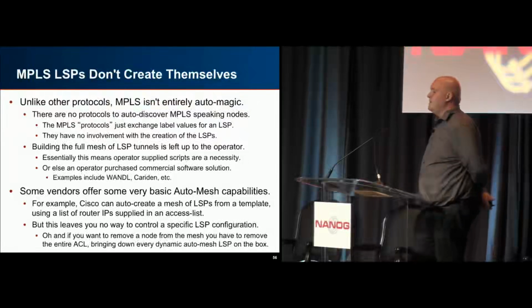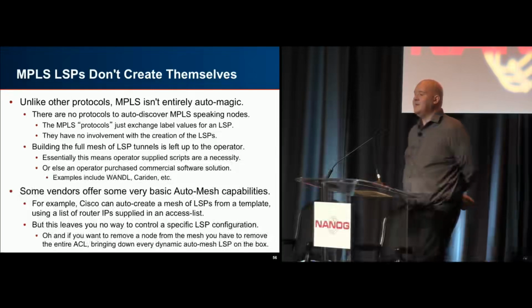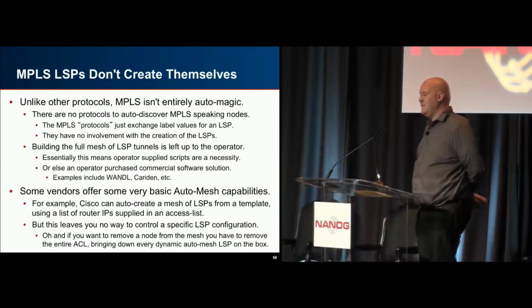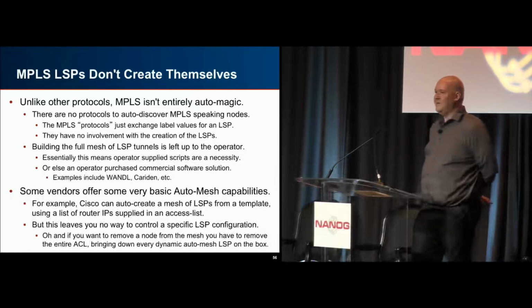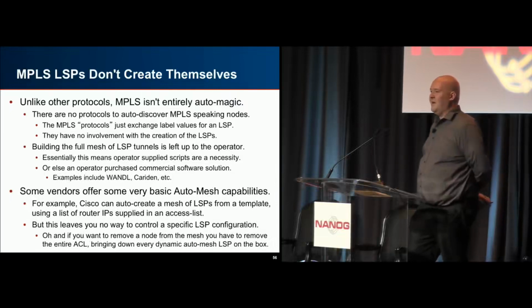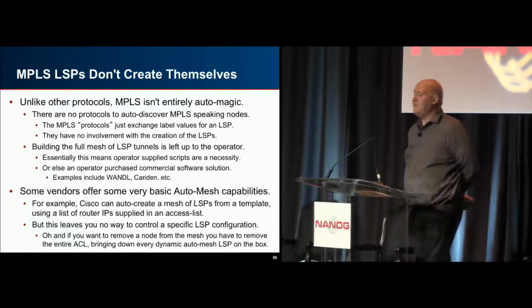Another big problem is that MPLS LSPs don't create themselves. Unlike almost every other protocol out there, well, not really, it's not entirely automagic, you actually have to go configure a bunch of stuff. The protocols pass messages between devices, but you still have to go create that full mesh of LSPs. And if you've got a large number of devices, a large number of LSPs that you need for parallel traffic balancing, and a large number of different ones for different priority levels, suddenly you find yourself with millions of these things. So, like I said, building the LSPs is left to the operator.